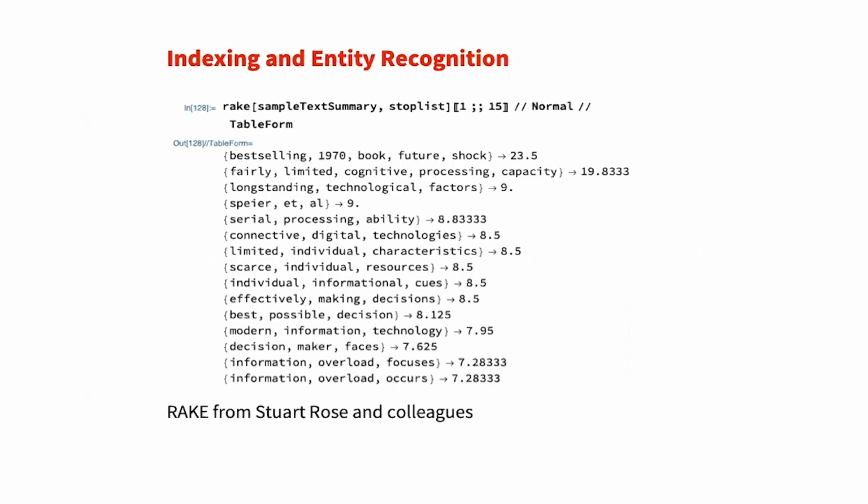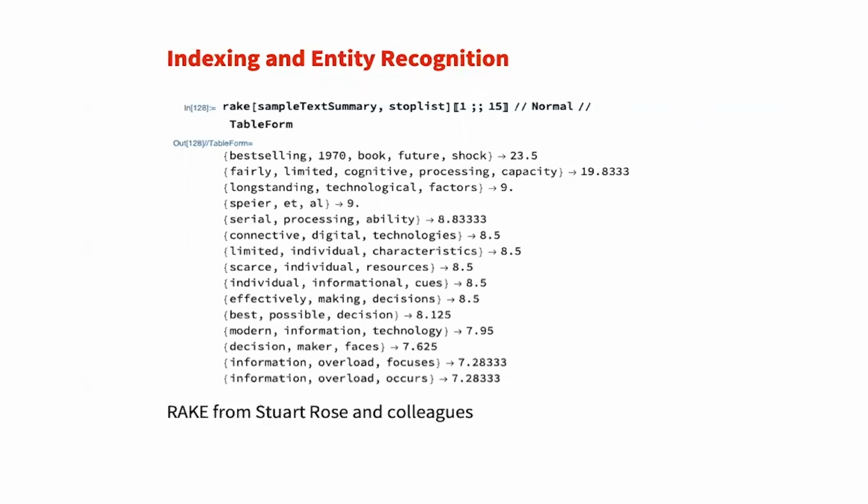When we have texts, which we've gathered by crawling or other means, we can make connections between those texts, and we can make things in those texts findable by way of indexing. In this slide, I'm showing an example of a method called RAKE, Rapid Automatic Keyword Extraction, and I'm using it on the Wikipedia article for information overload.